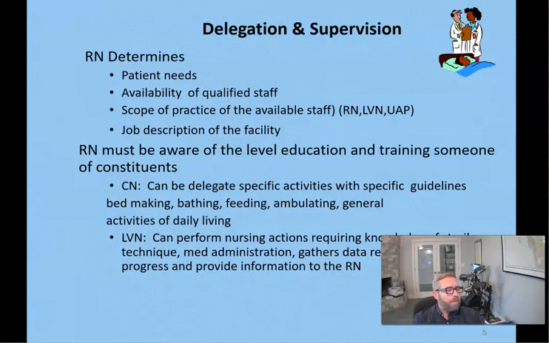It's an important job. RNs must be aware of the level of education and training someone has.